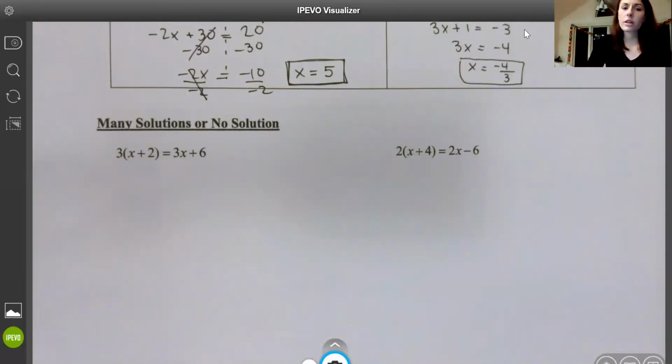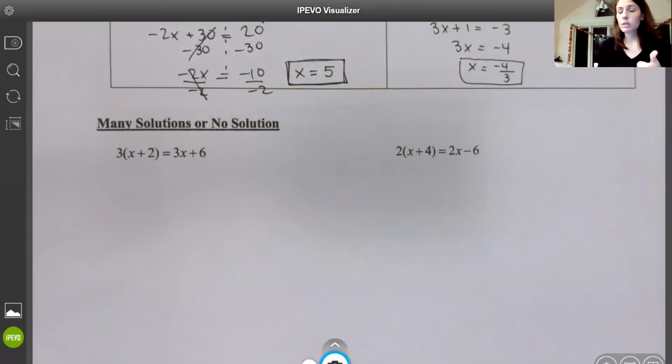Another special case that could happen is no solution. And so no solution means that there's no possible x value that I can substitute into this equation that will make it work. Okay, it's impossible. And so we're going to look at a couple examples of what this looks like and how that feels when we're solving. So first example, again, when we're just solving, we never know when we're going to come upon one of these special cases.